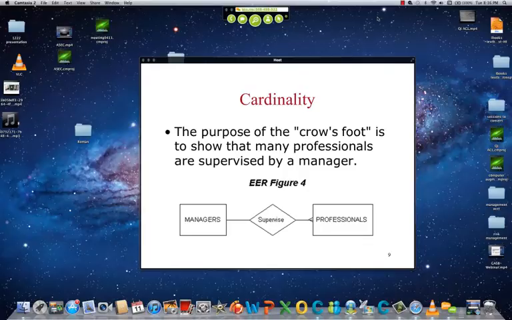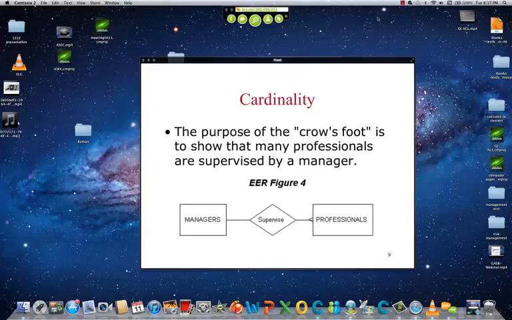Okay, one because there is no crow's foot here, and many because there is crow's foot here on the side of professionals. So this figure says that the relationship between managers and professionals is one to many, and the reason is, when we look at the manager side, you don't see this crow's foot. It means one. On the professional side, you see this crow's foot, it means many. So the relationship between managers and professionals is one to many.